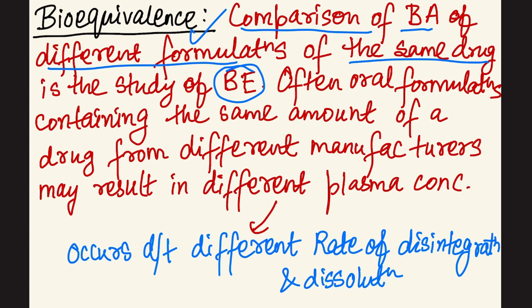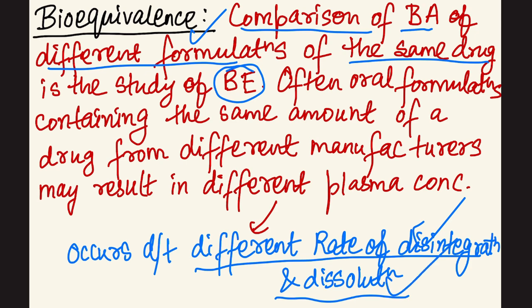Whereas, suppose the other constituents of the drug, like the inert substances, be it the binding agents, lead to a different rate of disintegration and dissolution. In that case, two different formulations of the same drug will not be called bioequivalent, because their bioavailability will change because of the different rate of disintegration and dissolution.